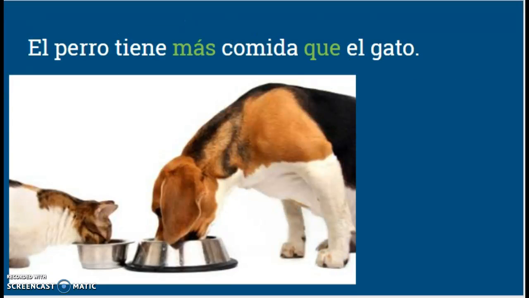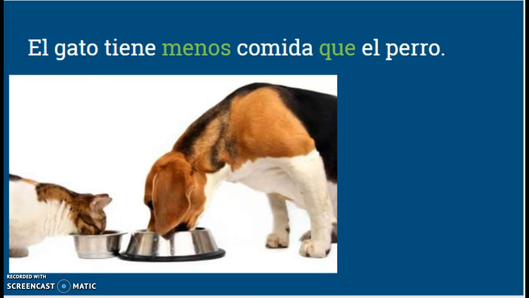Moving on to comparing noun items now. We're going to compare how much food the dogs and cats have. Here the dog has more food than the cat. Notice it has a bigger bowl. So I had to use más, then I have my item, which is food, and then que, than.